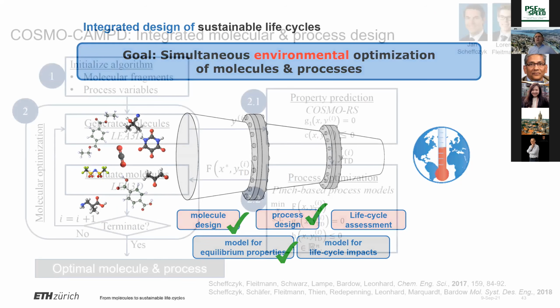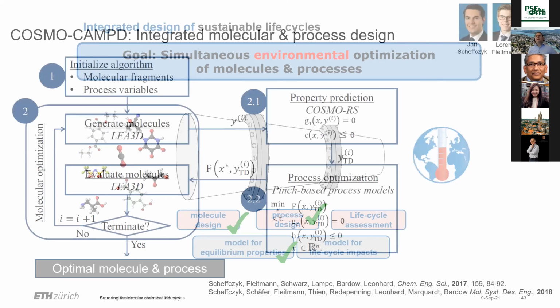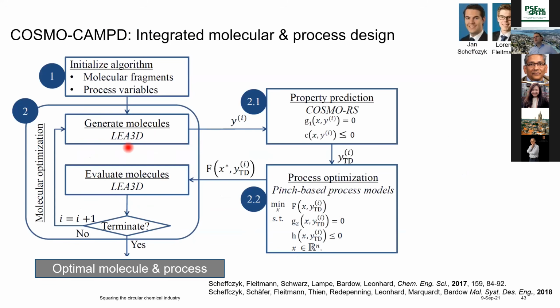Here's how such an algorithm looks like, our method, which we call COSMO-CAMPD. So we pick a library, say, okay, we want to consider these molecular fragments. Then this genetic algorithm called LEA3D generates molecules. We do the property prediction using COSMO-RS. Then we do the process optimization, and that's basically the fitness value, the objective function value that LEA gets back. And then we optimize a new generation, and we cycle this till this thing converges.